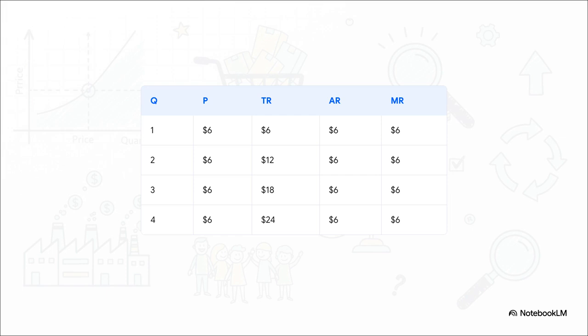But here's the real kicker, and you need to burn this into your brain. Marginal revenue. That's the extra revenue from selling 1 more gallon. Going from 4 to 5 gallons, revenue jumps from $24 to $30. That's a $6 increase. See the pattern? For a competitive firm, price equals average revenue equals marginal revenue. P equals AR equals MR. This is the key that unlocks everything else.